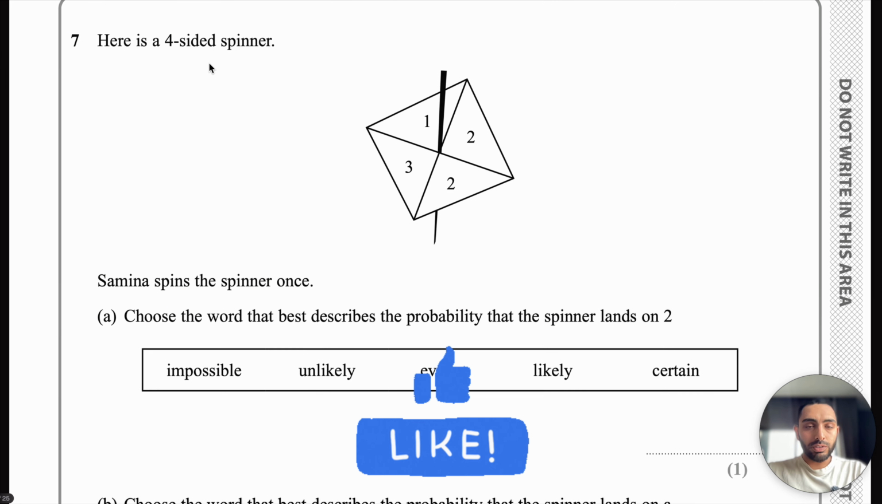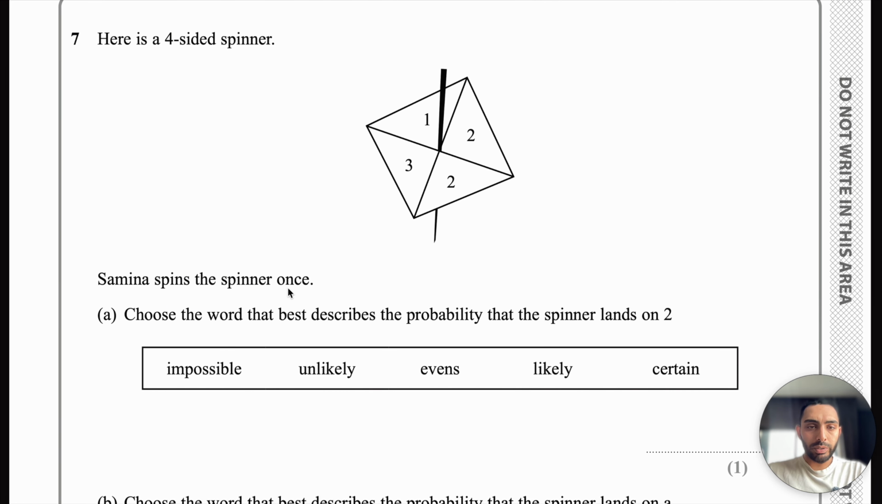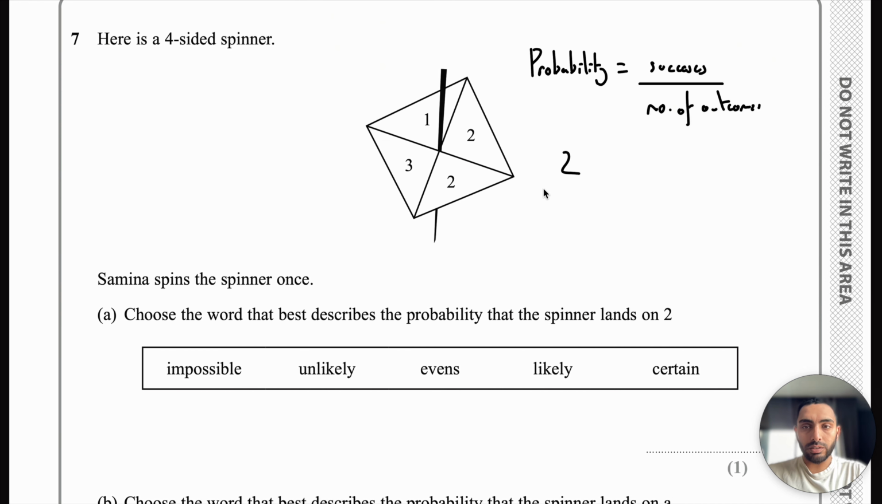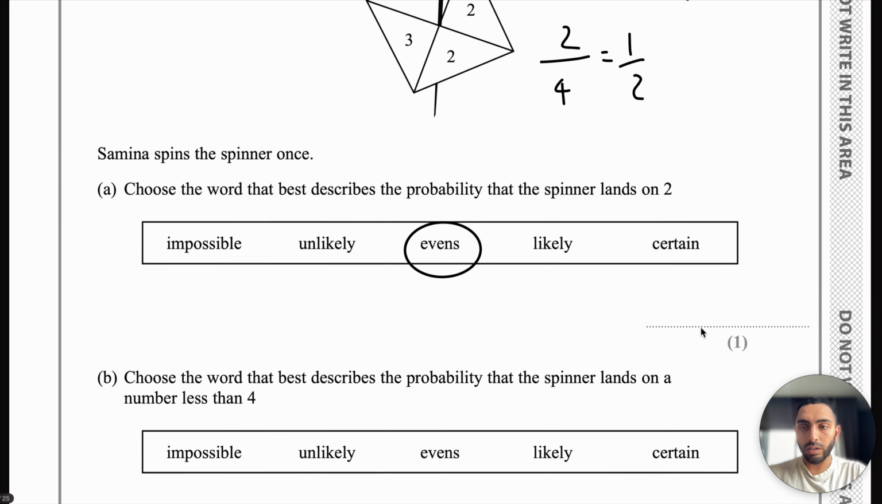Question 7. Here is a 4-sided spinner. Samina spins the spinner once. Choose the word that best describes the probability that the spinner lands on 2. How do we normally write probabilities? We write probabilities as the successes over the number of outcomes. Here we have 2 2s, so there's 2 chances of having a success. There's 4 possible options, so it's 2 out of 4, and if you simplify that, divide by 2 on the top and the bottom, you get 1 over 2. So that would be 50%, or 0.5, that would be evens.